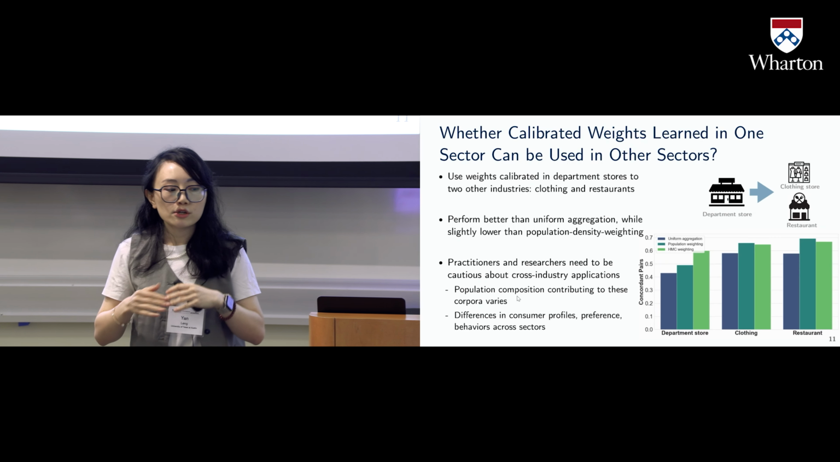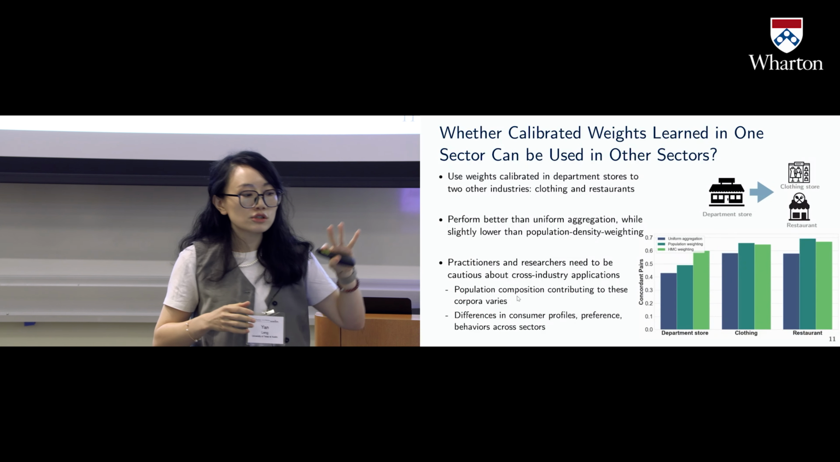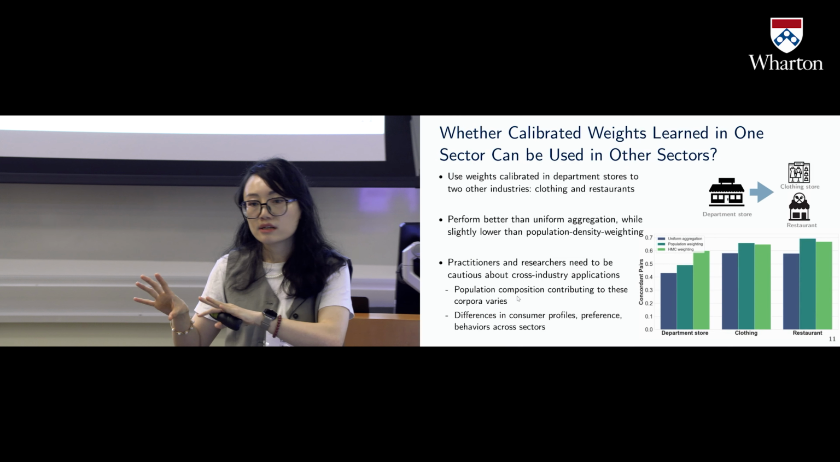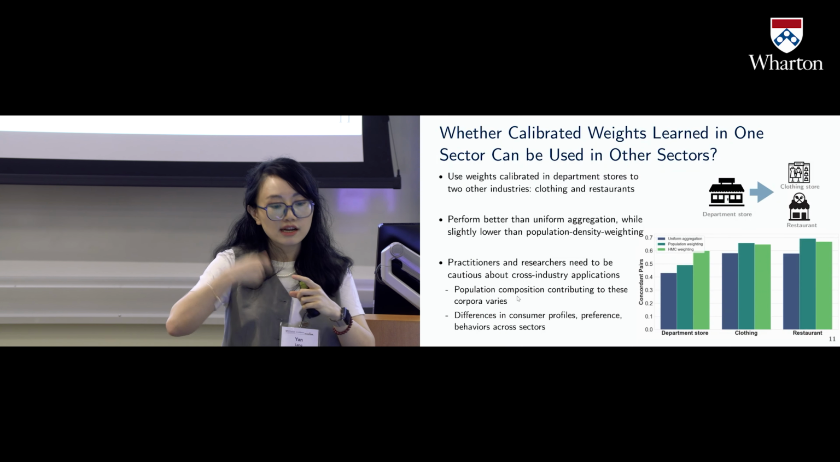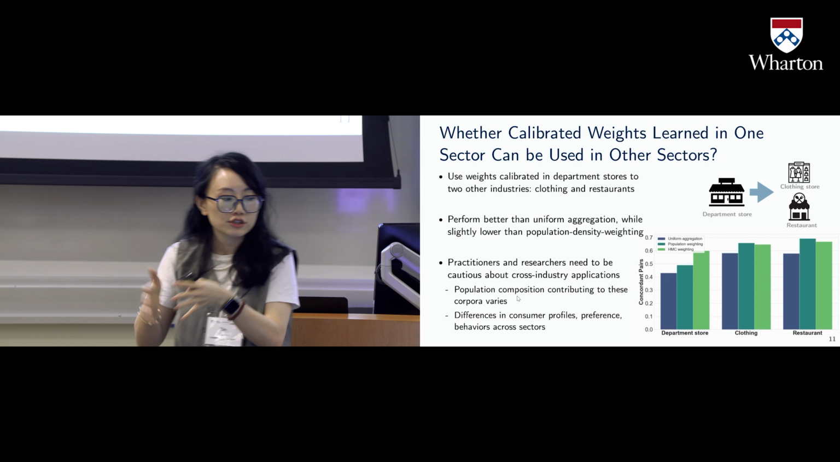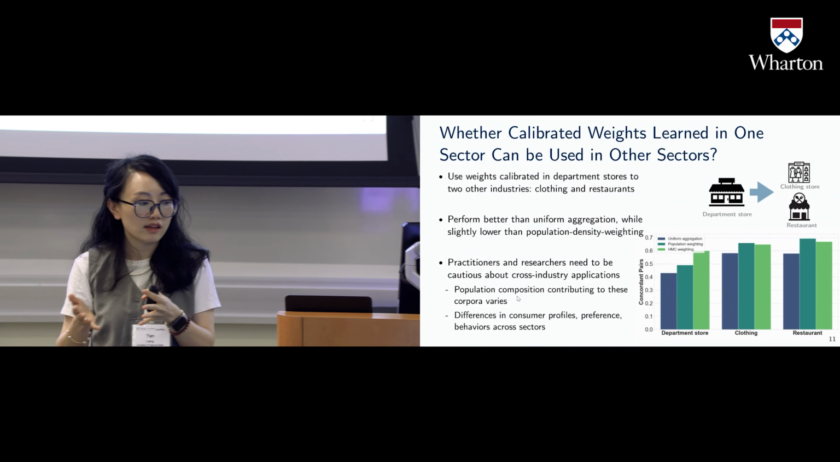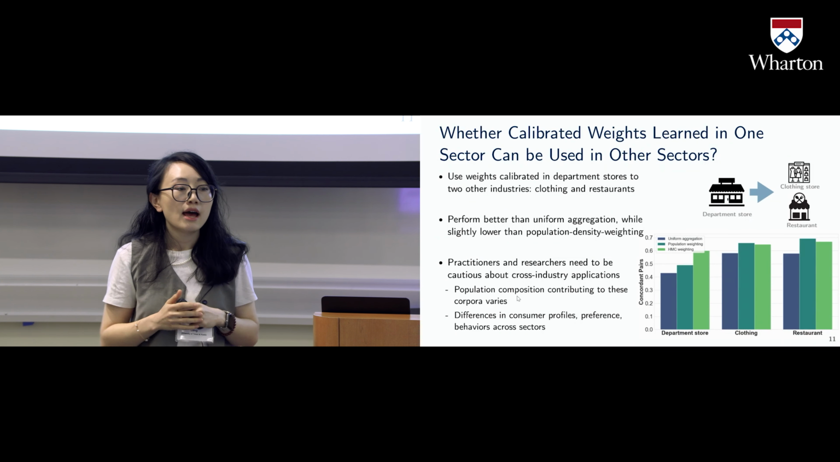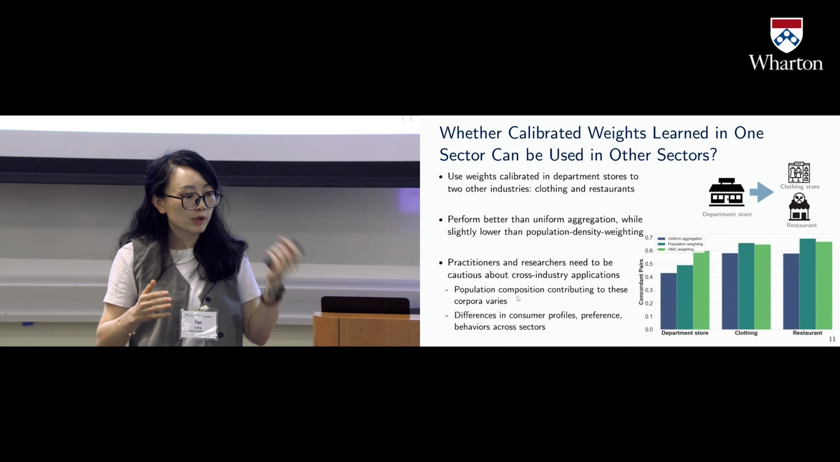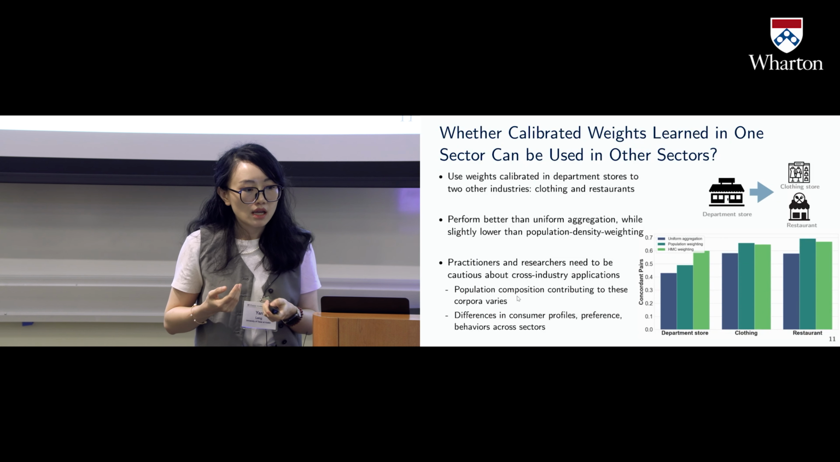Now, this tells practitioners and researchers who use this type of method that if they want to utilize it in another sector or industry, then they would be better off just doing another set of calibration on the new sector. The reason being that the population composition contributing to the training corpus of the LLM can differ when the corpus changes, as also human consumer profiles and preferences can change across different sectors.